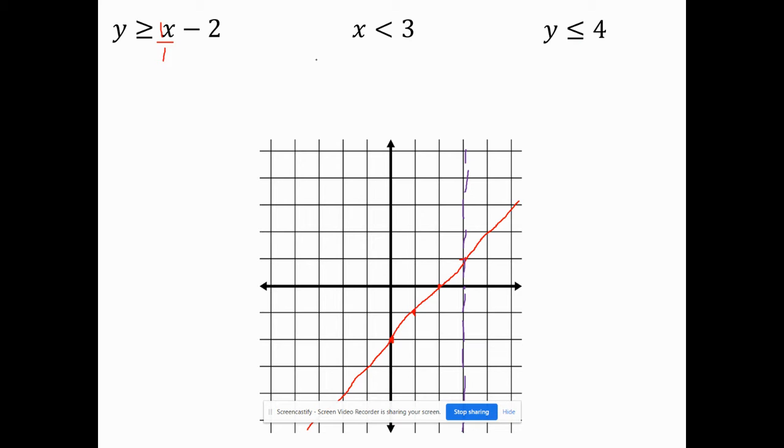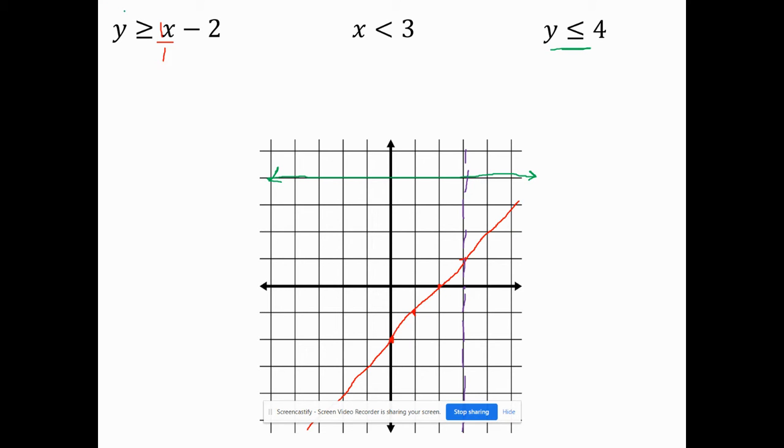And then we have this is going to be a horizontal line. So let's do that one in green. So this is going to have a y-intercept at 4. 1, 2, 3, 4. And it's also a solid line. So now I'm looking for, that's this one. I'm looking for the region where they all overlap.